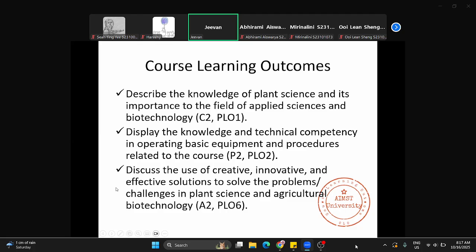And for the third course learning outcome, we will be discussing the use of creative, innovative, and effective solutions to solve the problems or challenges when it comes to plant science and agricultural biotechnology. So these are the three course learning outcomes with the domains given here. So this is what we will be sticking to throughout the course.